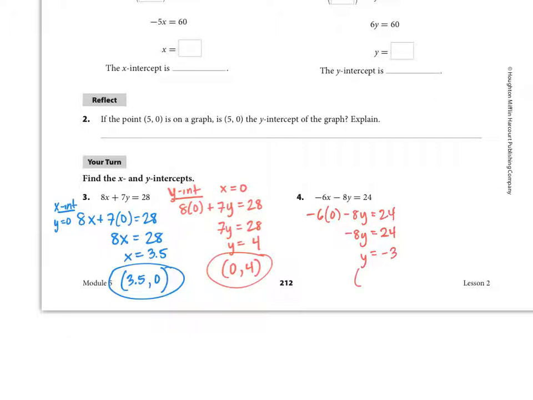Probably the biggest mistake here is going to be dealing with that negative. Make sure that you are not leaving that out. So that's our y-intercept. Our x-intercept is negative 6x minus 8 times 0 equals 24, and negative 6x equals 24. Therefore, x equals negative 4. Our point for the x-intercept is negative 4, comma 0.